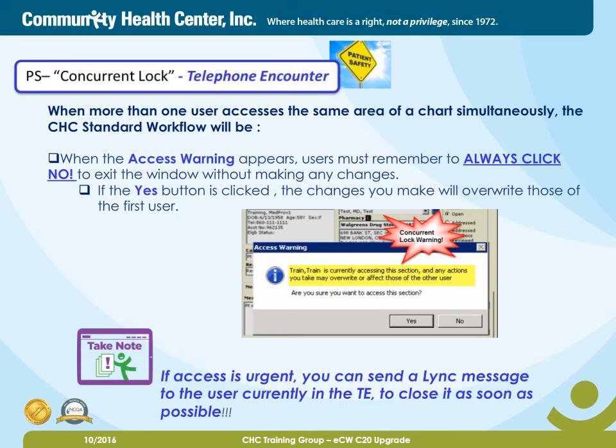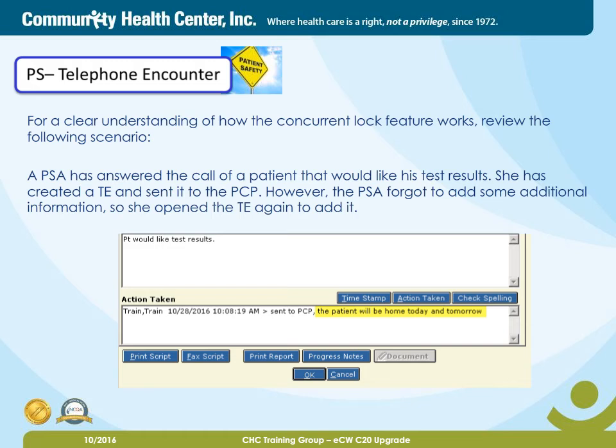When more than one user accesses the same area of a chart simultaneously, the CHC standard workflow will be, when the access warning appears, users must remember to always click No to exit the window without making any changes. If the Yes button is clicked, the changes you make will overwrite those of the first user. If access is urgent, you can send a link message to the user currently in the TE to close it as soon as possible. For a clear understanding of how the concurrent lock feature works, review the following scenario.